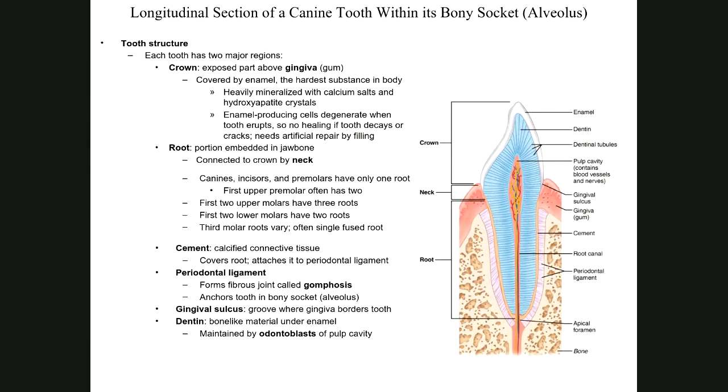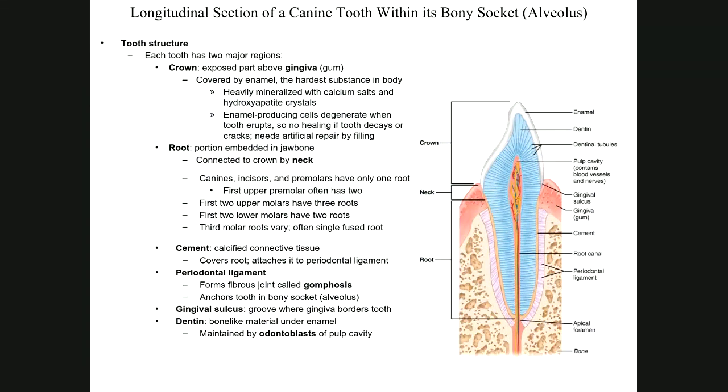And hydroxyapatite crystals. Enamel is produced by cells that degenerate when the tooth erupts, so there's no healing if the tooth decays or cracks; it needs artificial repair by fillings. Then we have the root, and between them we have the neck. The root is the portion completely embedded in the jawbone, and it's connected to the crown by the neck.